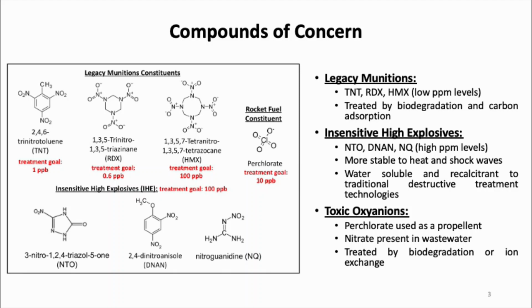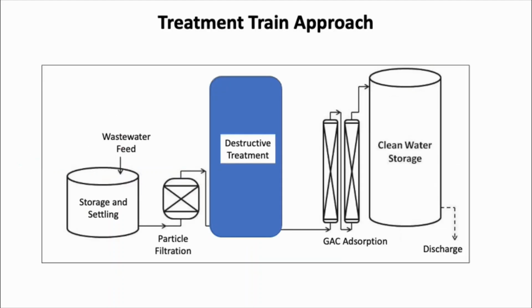So really the goal of our work here is to find a treatment strategy where we can treat combinations of these organic constituents, be it legacy munitions or IHEs, at the same time that they're present with these toxic oxyanions. The compounds that we're studying in our work are shown on the left once again, and we have the different treatment goals associated with these compounds as well. It is generally accepted that a treatment train approach will be needed to treat these.